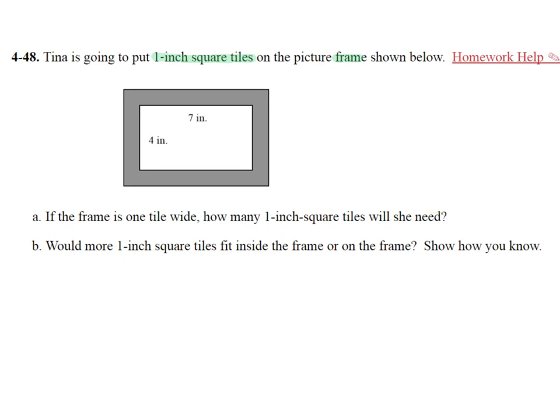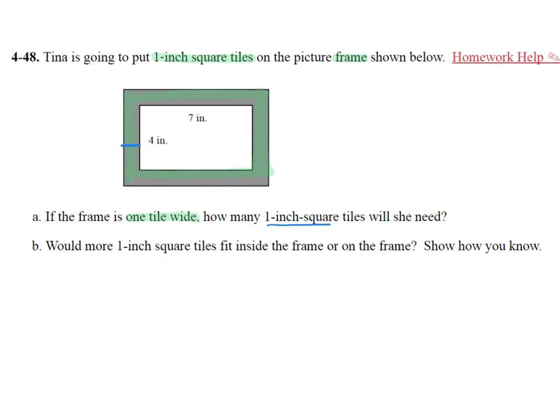So according to the directions, Tina is going to use 1-inch square tiles and she's going to put them on the frame. So the frame is the actual grayed out area. That's what the frame of the picture is. So that's given. If the frame is 1 tile wide, so now we're given the width of the tile, so let's mark that. This is how wide it is. So from here to here is a 1-inch square tile.